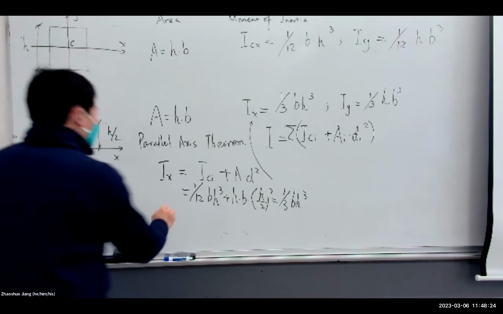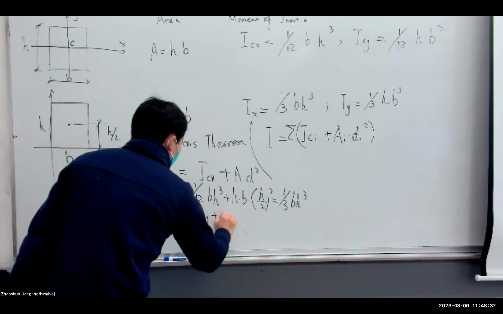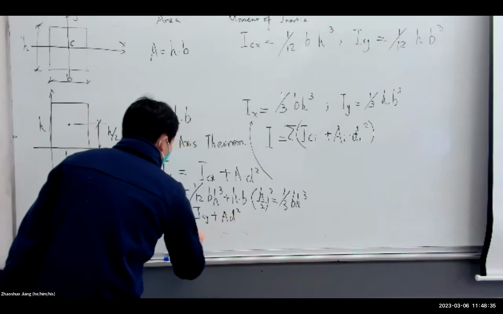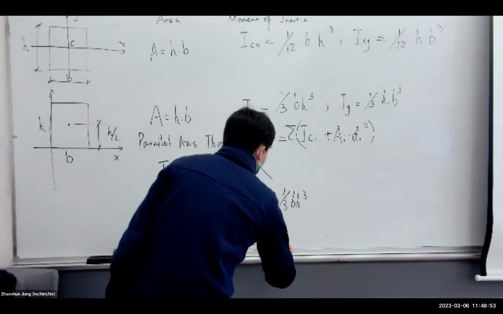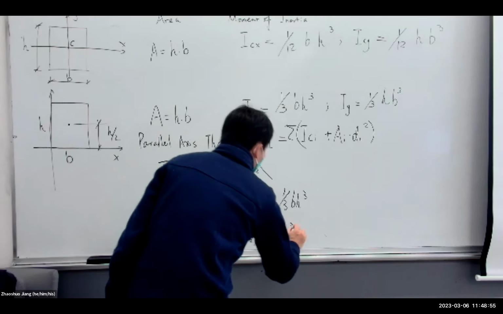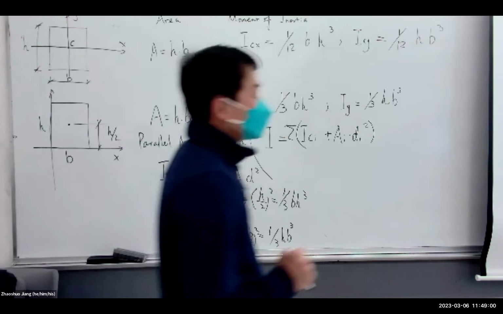Right, you can do the same thing for the other axis, which is I_cy. This is I_cx plus A D squared. I_cy is 1/12 H times B cubed, plus H times B times the distance, which is B over 2 squared, and then you get to 1/3 H B cubed. Right, same thing. And that is how you use the parallel axis theorem.